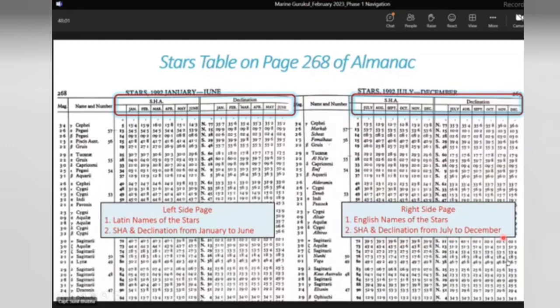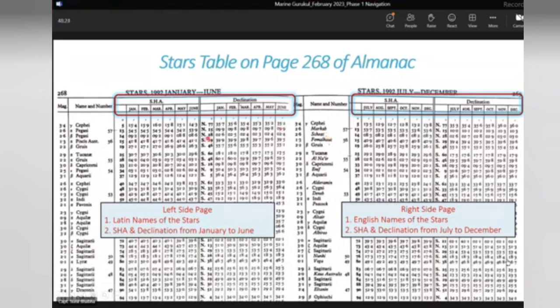So important thing to remember here is whether you go to a particular star on the left hand side page or you go to that particular star on the right hand side page, it is the same star mentioned. Only thing is the names given on the left side page are Latin names, and the names given on the right hand side page are English names.